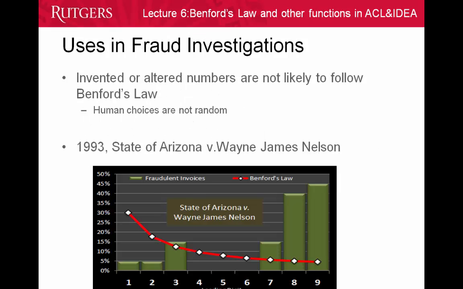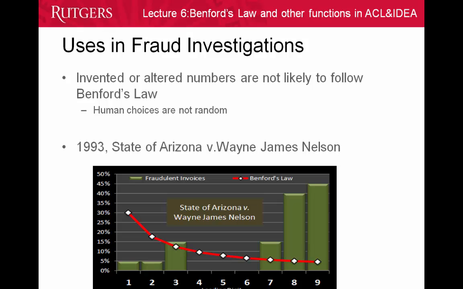Now I'm going to give you some examples of the use of Benford's law in fraud detection. The underlying reason that Benford's law could be useful is because invented or altered numbers are not likely to follow Benford's law, as random numbers do. In essence, human choices are not random, although we do not realize it ourselves. Benford's law, however, can easily detect such manipulation.